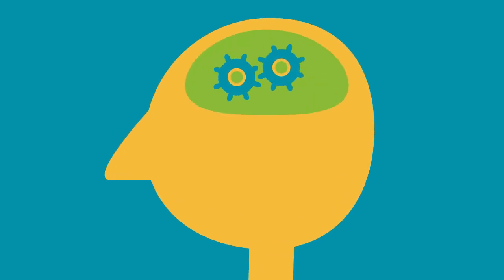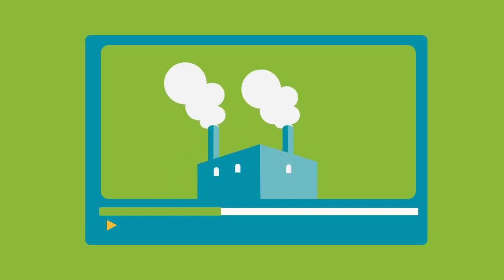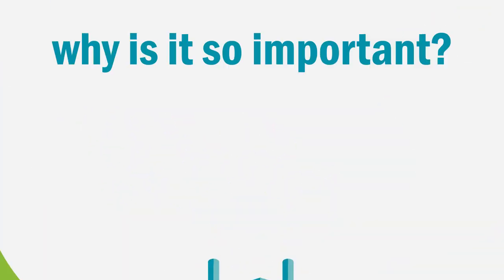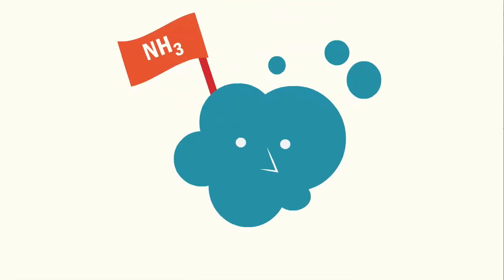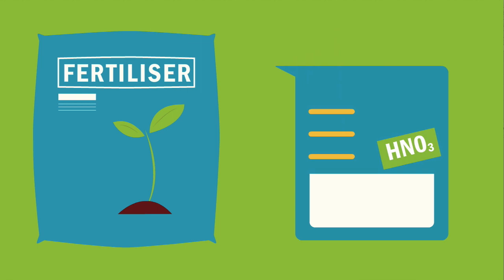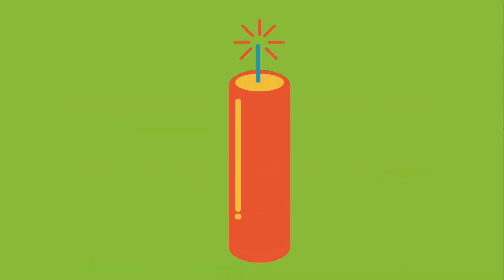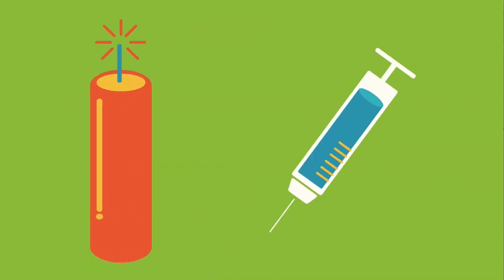We have previously learned about the Haber process as the industrial method to produce ammonia. Why do we need such large quantities of ammonia, and why is it so important? Ammonia is used to produce fertilizers, nitric acid, and certain household cleaning products. Ammonia is also used as a starting material for explosives and many pharmaceutical products.